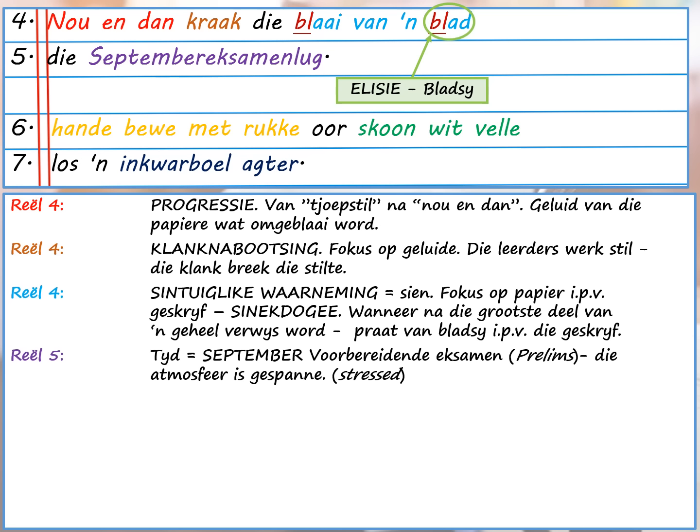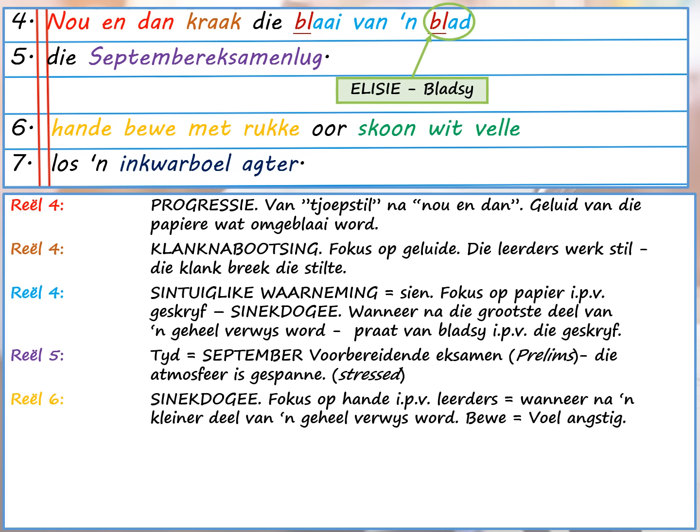What is it cracking, or what is the sound going through? It's the September exam air, so it's probably your prelims. Learners are very stressed. The atmosphere is thick with stress, and that sound is something that everybody reacts to. You can hear it cracking through the silence. Again, synecdoche, hande bewe met rukke, so it focuses on the hands of the learners instead of the entire body of the learner. Now let's go back to metonymy.